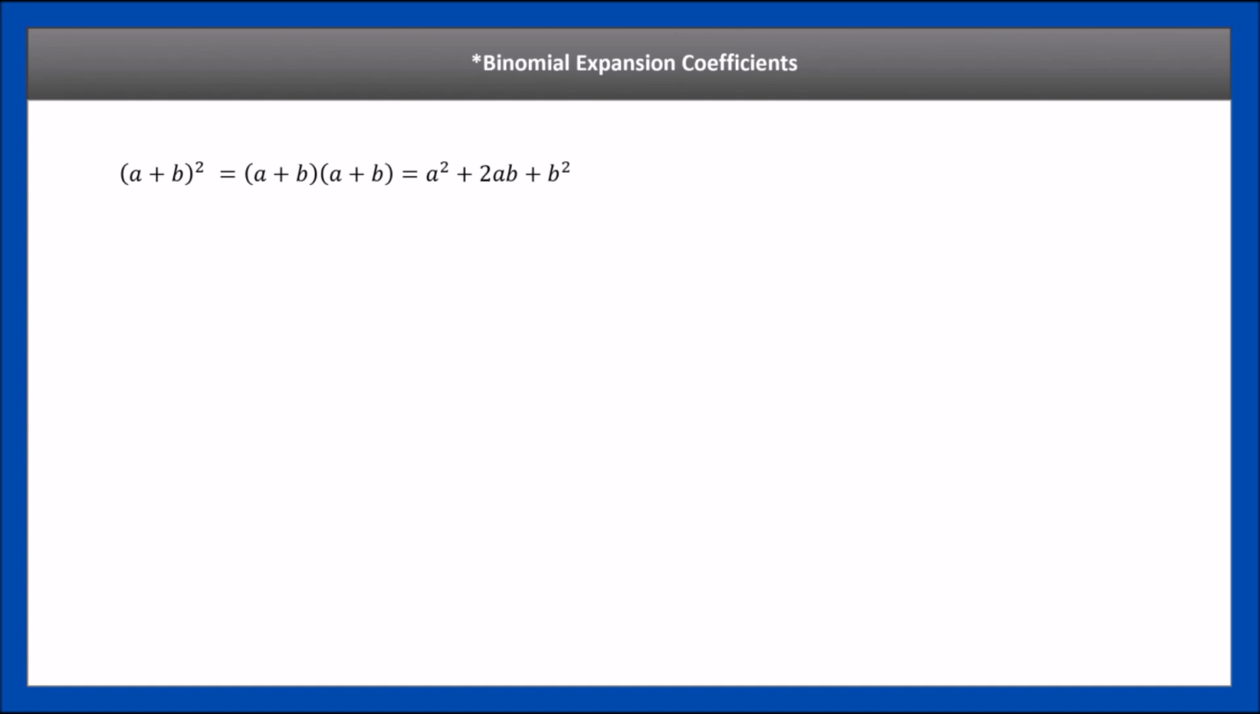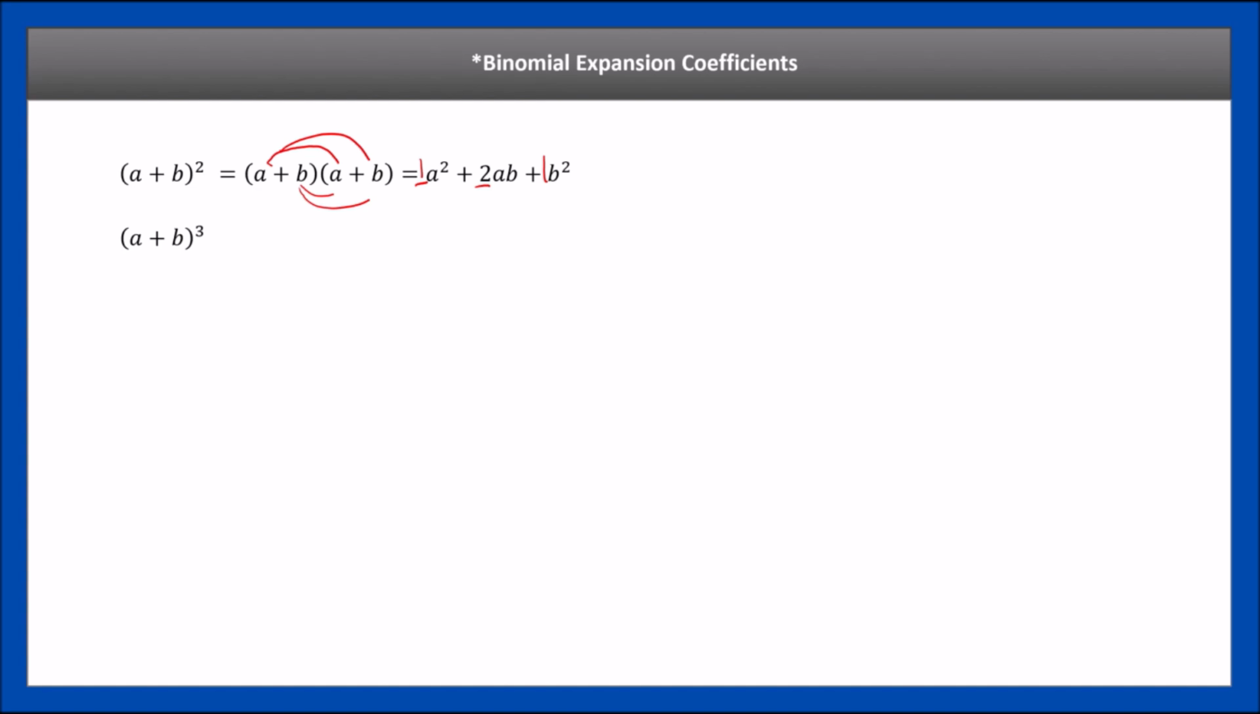So if I were to do a plus b raised to the second power, we know that's a plus b times a plus b. And of course, if we distribute, or you may have learned FOIL in your algebra class, you get a squared plus 2ab plus b squared. So notice that the coefficient here is 1, the coefficient here is 2, and then the coefficient here is 1. Those are things that I want you to notice.